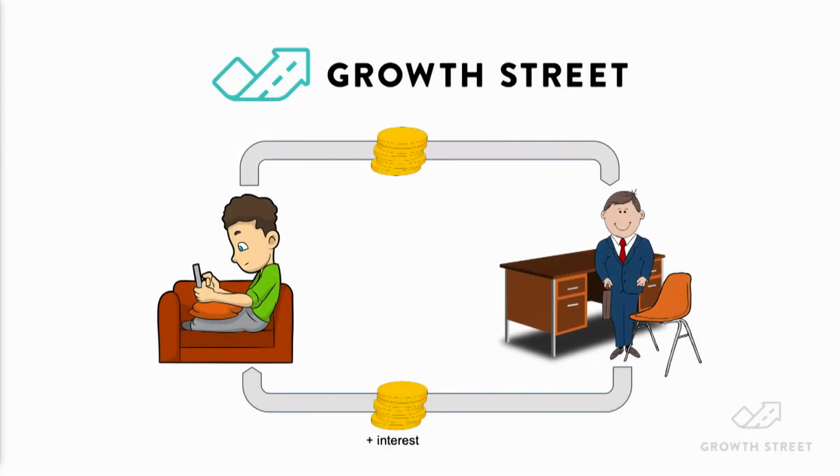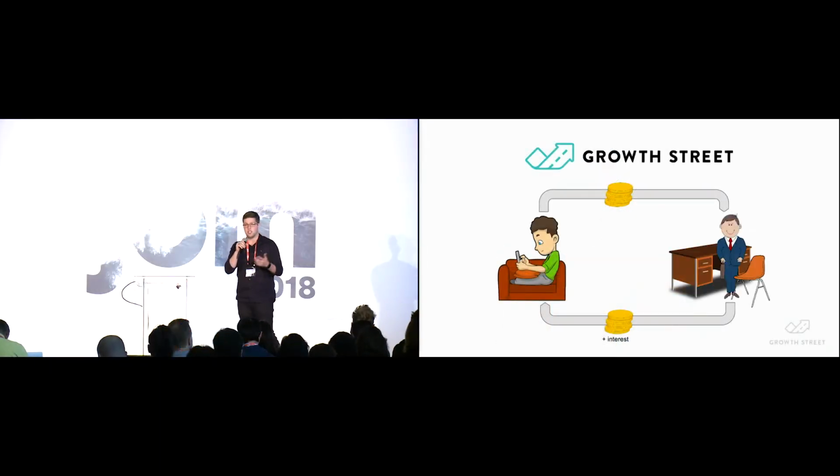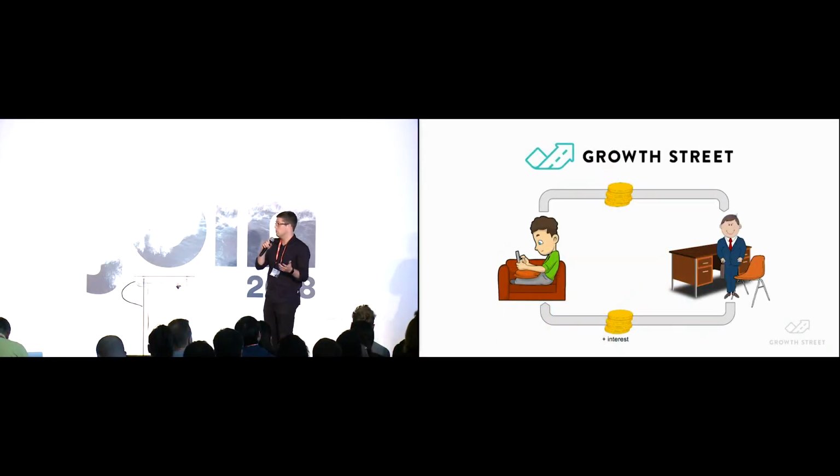So first, a bit about Growth Street. We provide overdraft-like credit facilities to small businesses in the UK. Through a peer-to-peer exchange, we facilitate loans between about £50,000 and £2 million. Borrowers dip in and out of their facility and only get charged when they use it.